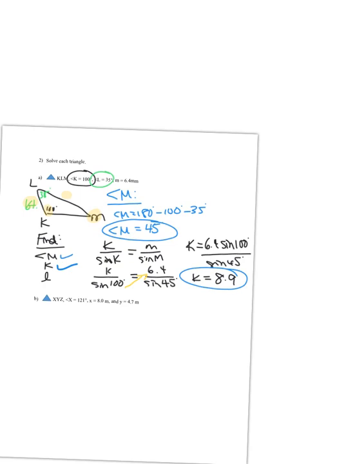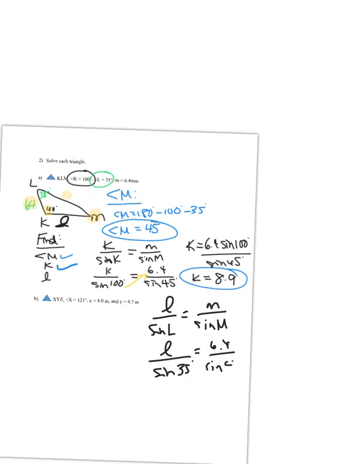Our third side, the one that's missing down here, is side L. So we're going to have L over the sine of L. We can either use the K's or the M's. It's up to you, we have all of them now. I'm going to use my M's because they're already given to me. So M over sine M. I have sine angle L, which is the 35 at the top there. Side M we were given as 6.4, and sine angle M was 45.